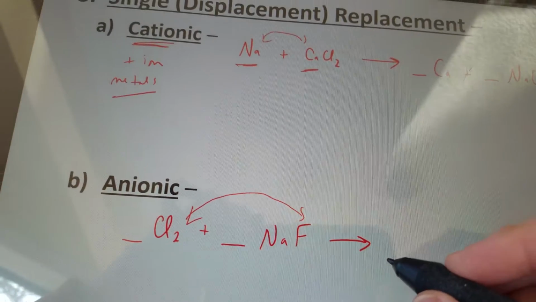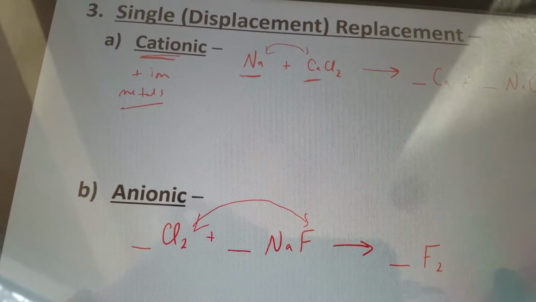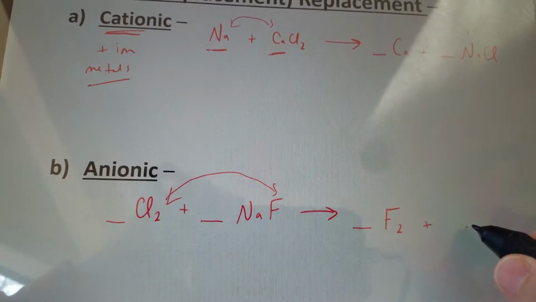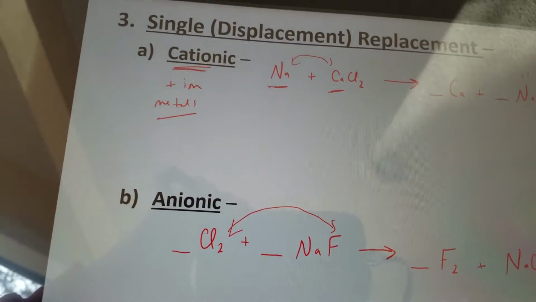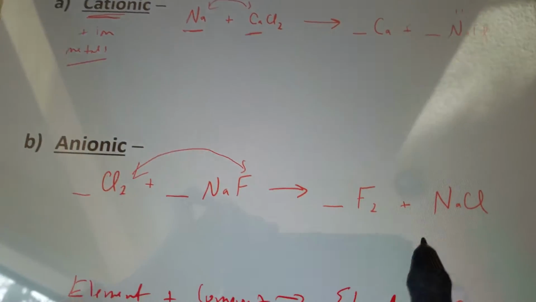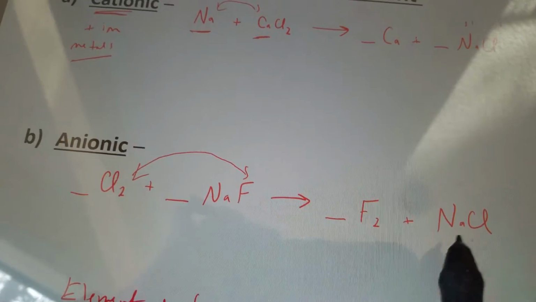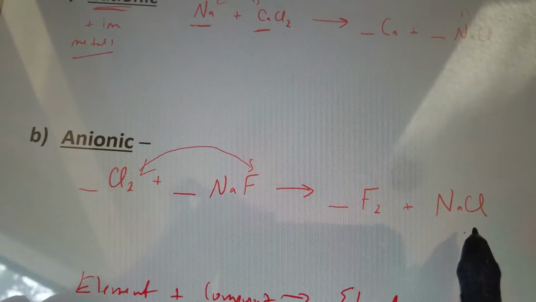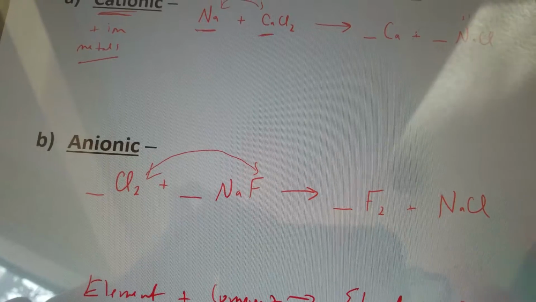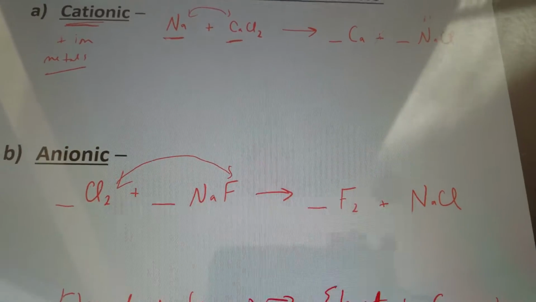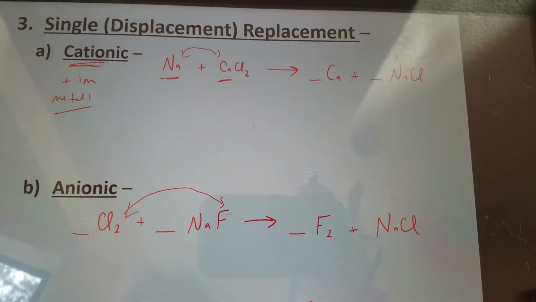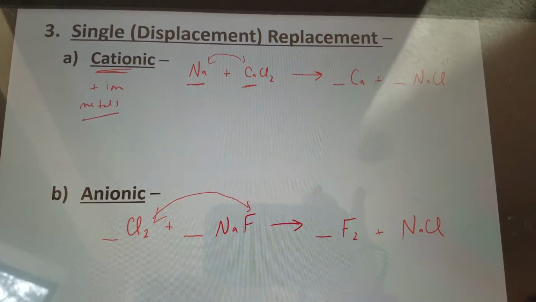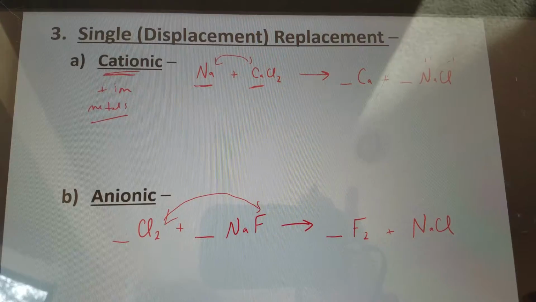So that means the fluorine will come out and be by itself. It is diatomic. And the sodium is going to pick up the chlorine. Again, I'm not carrying the subscript over here because this does not need the 2 to make that a balanced formula. So just be careful when you do single displacement reactions. You don't want to have 2 metals together in your product, and you don't want to have 2 nonmetals together in the product.